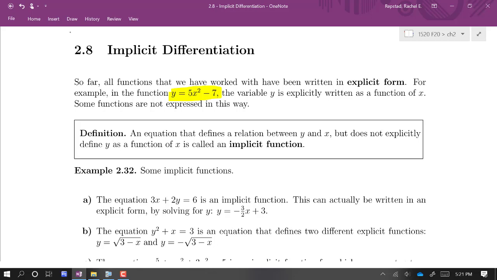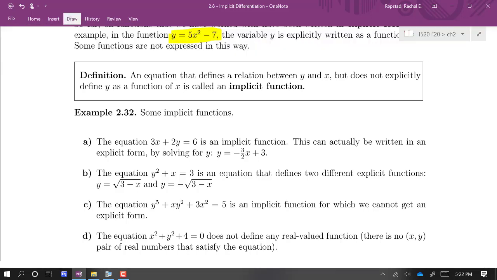However, not all equations or relations can be written as explicit functions. An equation that defines a relation between y and x but does not explicitly define y as a function of x, we call an implicit function. Before we keep going, I'll just note that this section is really an extension of the chain rule. We're going to see the chain rule in an implicit form. Using the chain rule is going to allow us to find the derivative. It's going to allow us to get expressions for dy/dx, even if we don't have the function written in an explicit form. So here are some implicit functions.